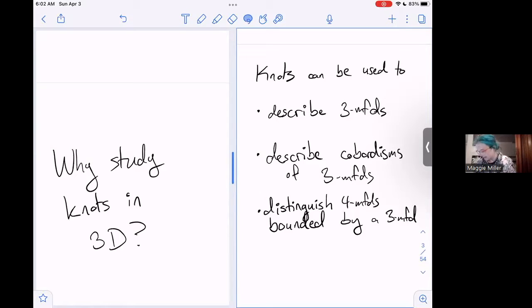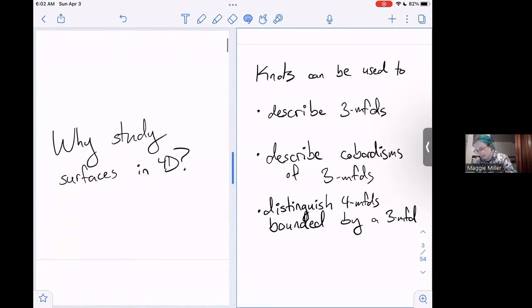You can use knots to describe cobordisms of three manifolds. And you can also use knots to study four manifolds by looking at knots in the boundary of a four manifold with boundary and seeing how they interact with the four-dimensional topology, like what kind of surfaces they bound. So you can use knots to understand three manifolds and four manifolds with boundary.